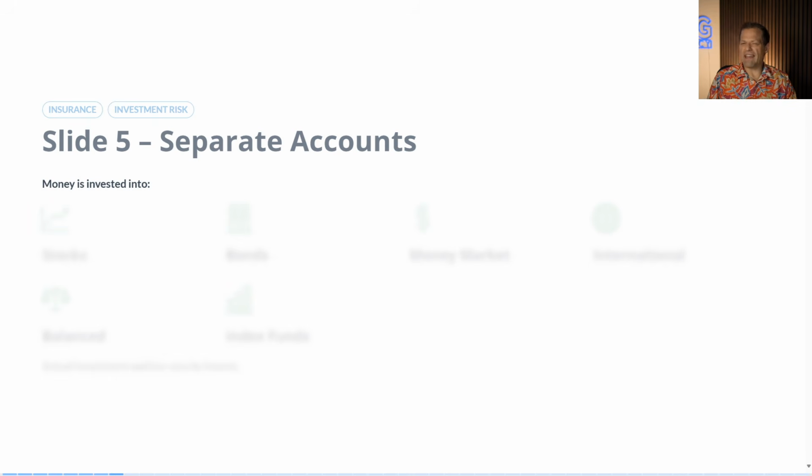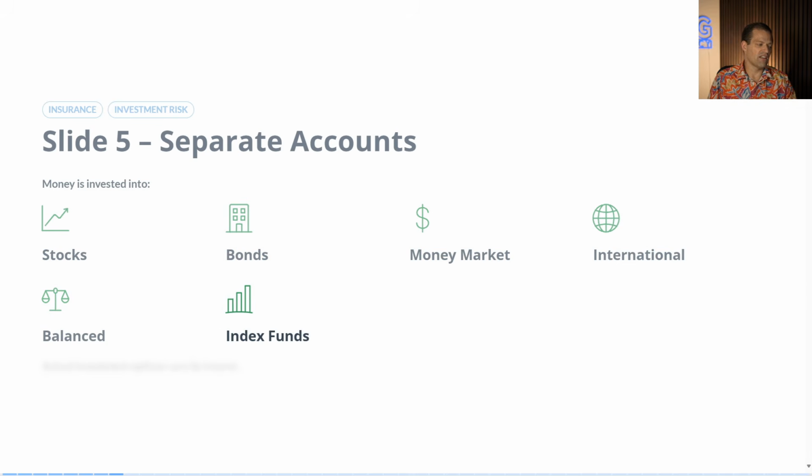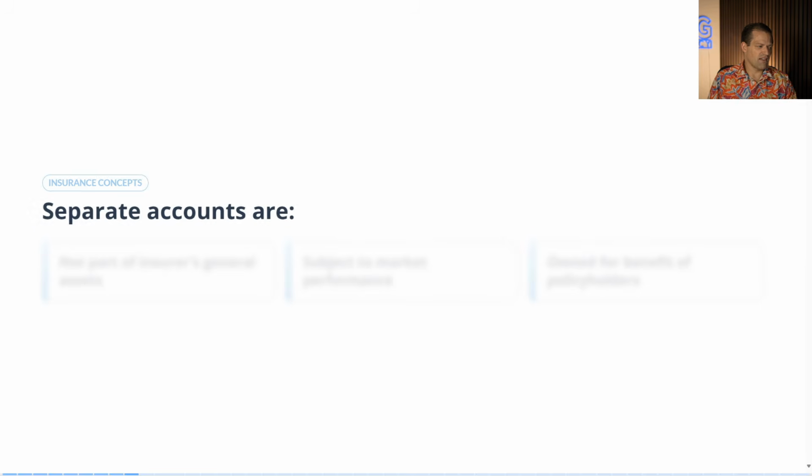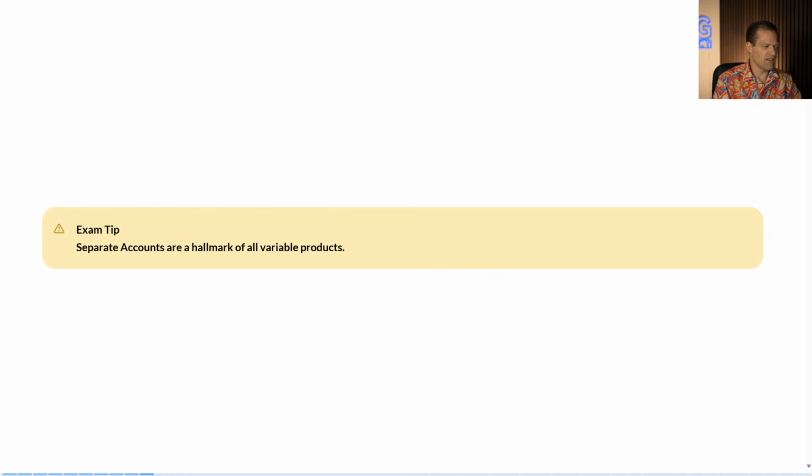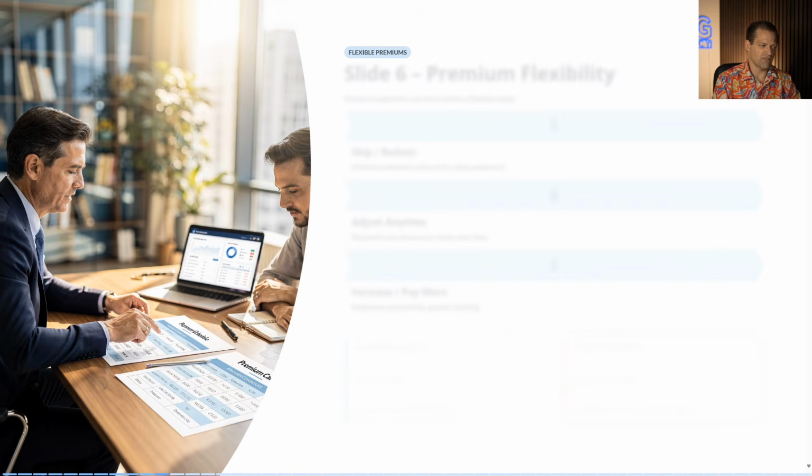So there's separate accounts with this. What that means is that you can put this money into stocks, bonds, money markets, international funds. You can balance it out. You can do index funds, and the options vary by insurer too. So separate accounts are not part of the insurer's general assets. They're subject to market performance and owned for the benefit of the policyholders, okay? So as far as a tip goes, separate accounts are a hallmark of variable products. Like that's the thing that makes them variable in some sense.